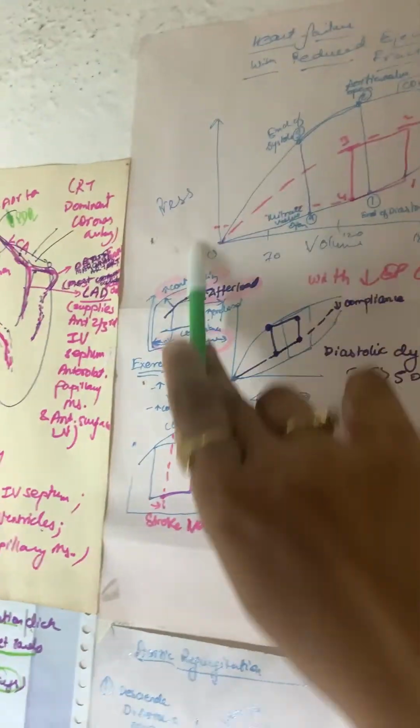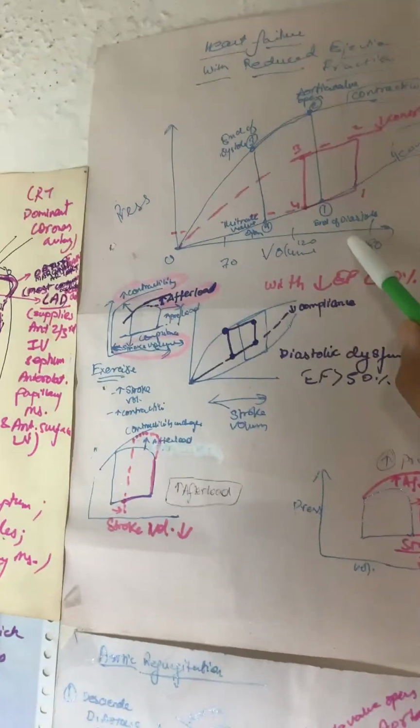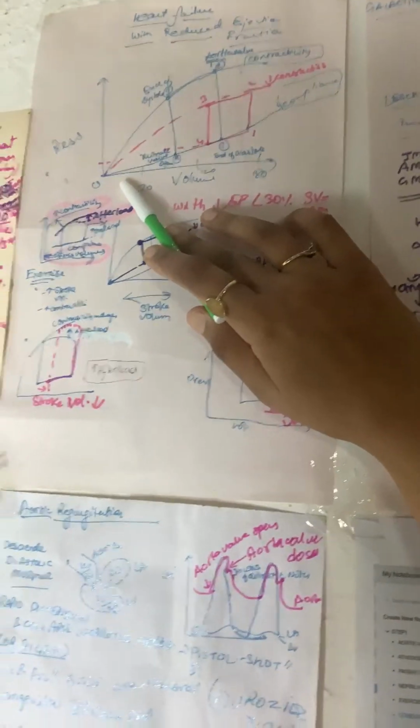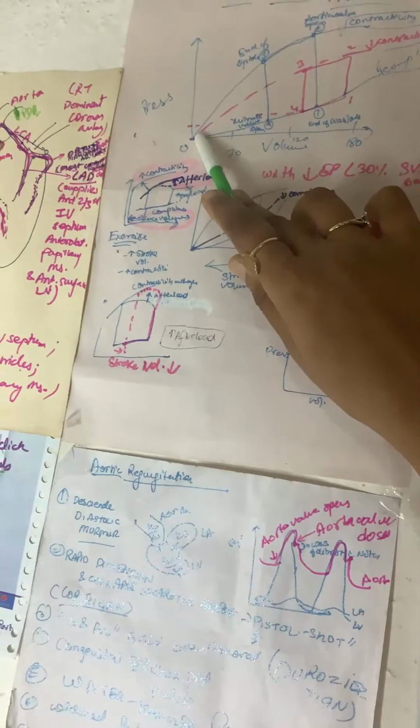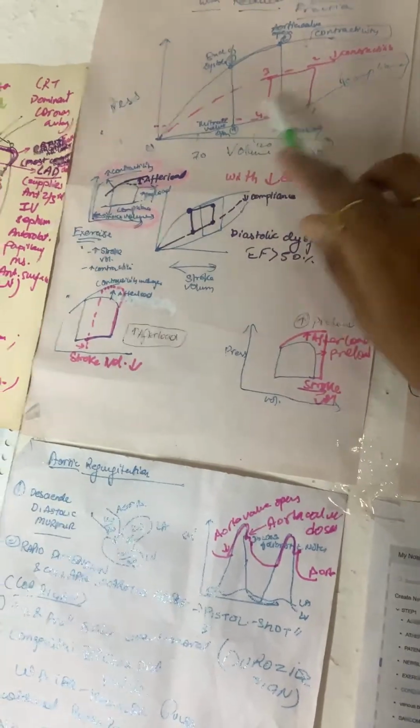Curve. This is what they say. The Y-axis is pressure, and the volume is on the X-axis. So what is the pressure-volume curve in this one? When the volume in the heart is increasing, the pressure is also increasing along with it.